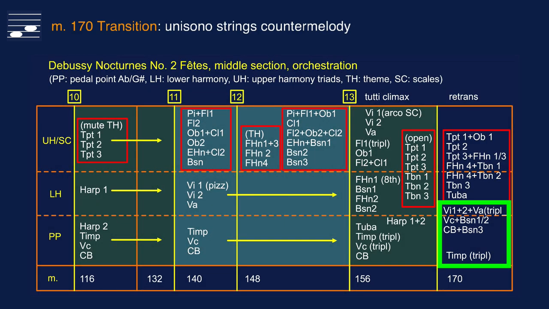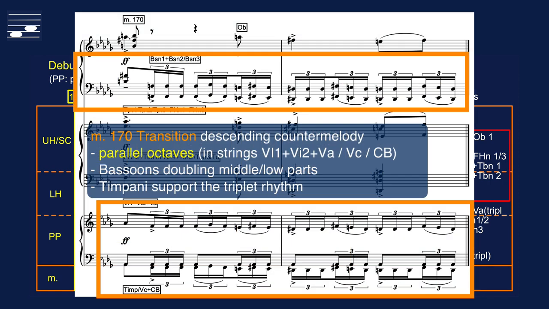The second element in the transition is a unisono string countermelody. All strings are playing descending triplet patterns with unisono violins and violas, cello doubling at the lower octave and basses another octave below. The rhythm obviously gets support from the timpani.